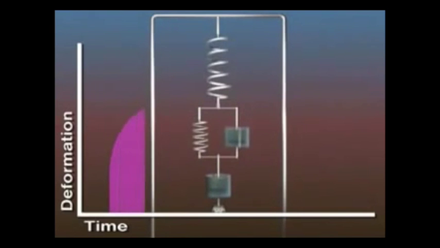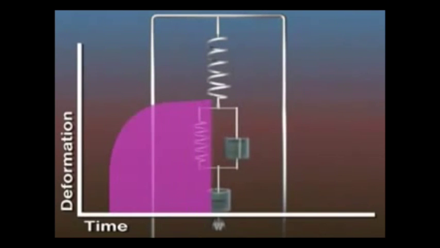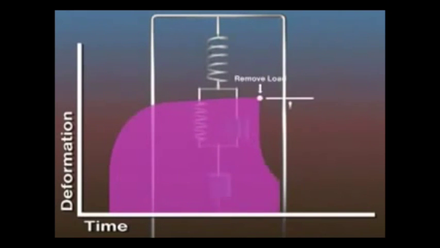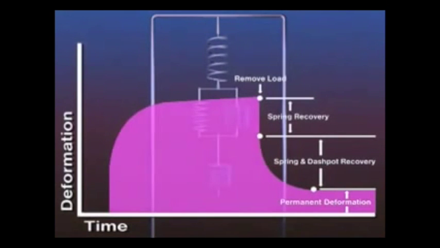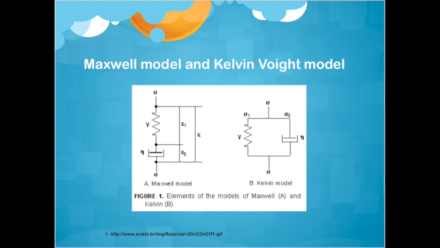When the load is removed, the initial deformation of the spring is recovered. Then the deformation of the spring and dashpot is recovered over time. The deformation of the dashpot is never recovered. The result is a permanent deformation of the system. As described in this video, we can use spring and dashpot to describe the viscoelastic behaviors.